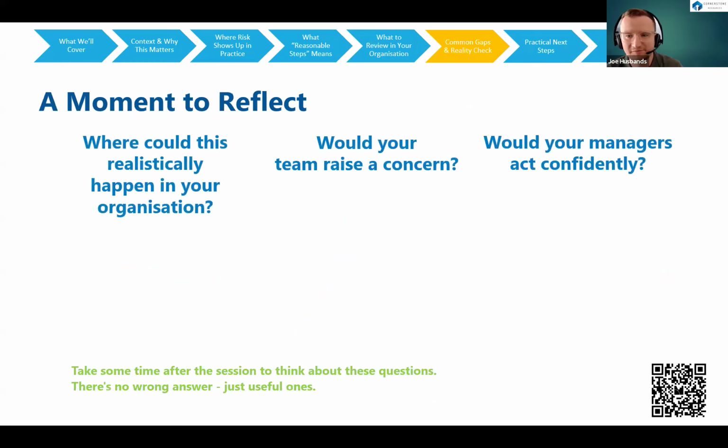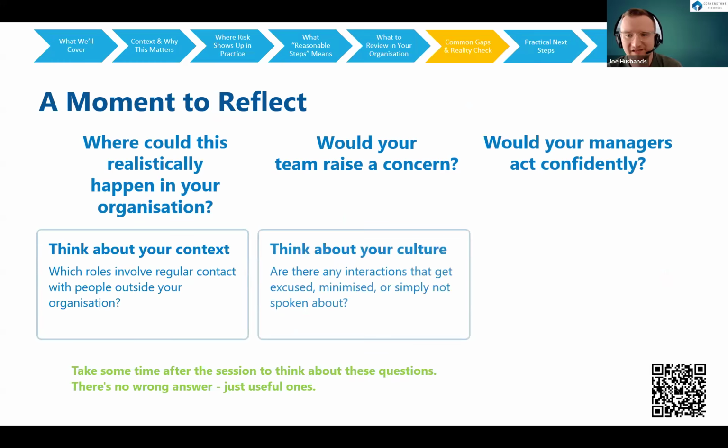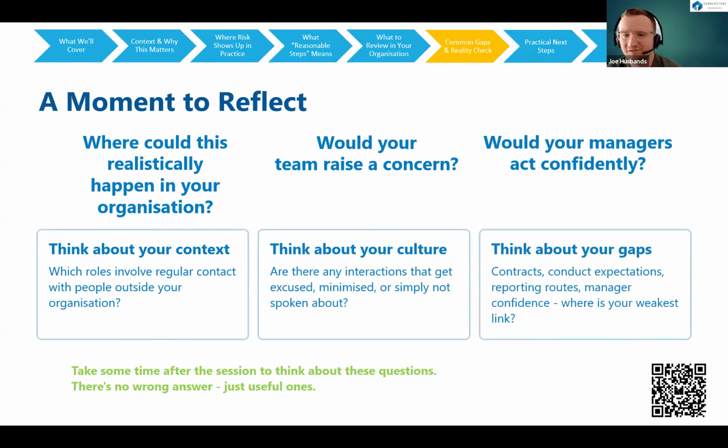So just to give you a short moment to reflect on your own organization, really. You might want to take a screenshot of this slide. I will send it through afterwards, like I said. There's no right or wrong answer to any of these questions, and I'm not asking you to share your answers with me either. This is about identifying what's most relevant for you. So it might be something you want to do after the session.